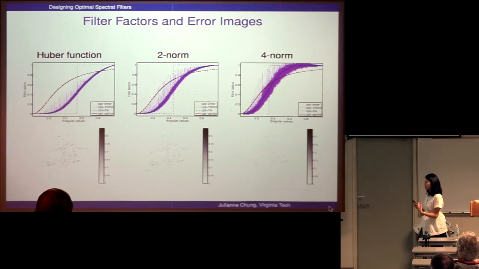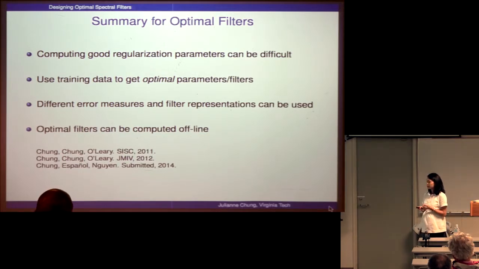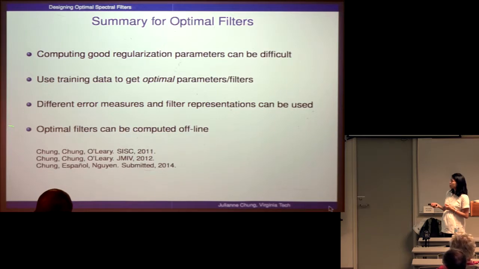Okay, so that motivates why we would want to even consider the different norms, why we want to consider the different filter factor functions. Let me quickly summarize the first part. For the optimal filters, getting good regularization parameters can be difficult. Oftentimes, that is where most of the effort is being spent. When you're solving inverse problems, getting a good regularization parameter can be very costly and very time consuming. And so what we propose is to use training data to compute optimal parameters or optimal filters.